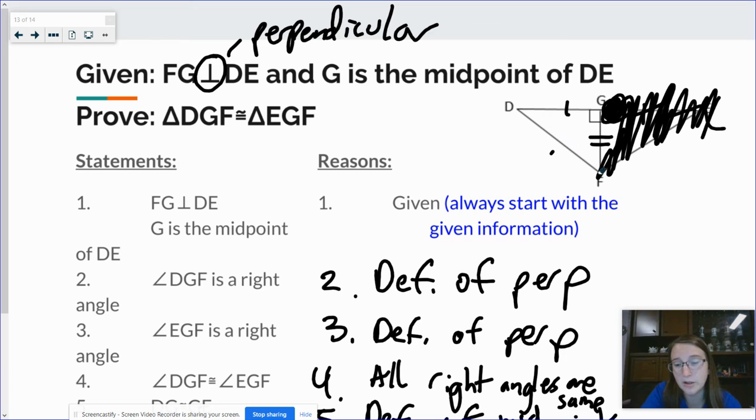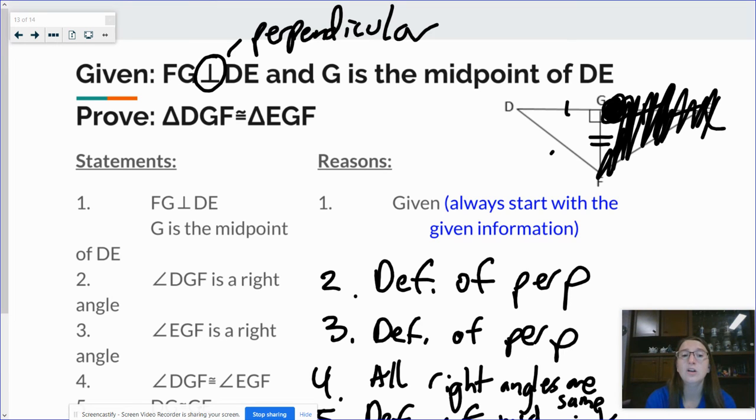This side is the hypotenuse. It's not marked, so this is not going to be hypotenuse leg actually. The hypotenuse has to be marked, the side across from the right angle. There's no right angle across from it. It's not marked, so this is not hypotenuse leg.